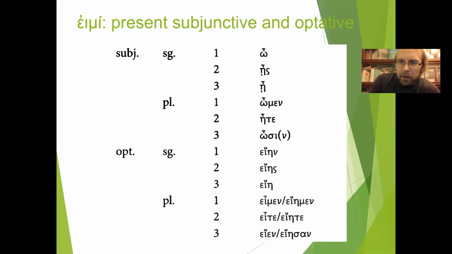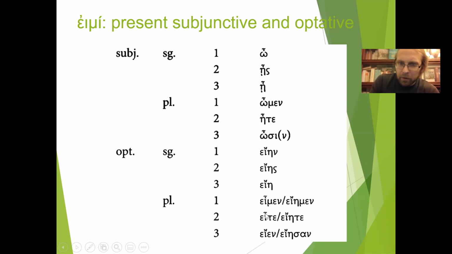But as bonus material, we can look at the present subjunctive and optative forms of the verb eimi, to be, because we've had some of these forms, so we might as well overview the full paradigm here. If you look at the subjunctive, we have in the first person singular o, second person singular es, and third person singular e. And then in the plural, you have in the first person omen, second person plural ete, and third person plural osi.